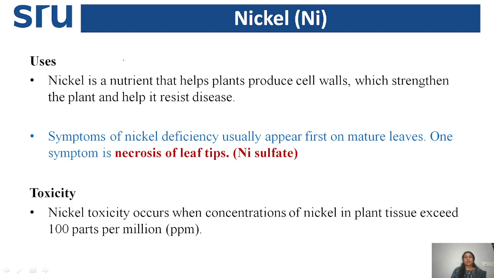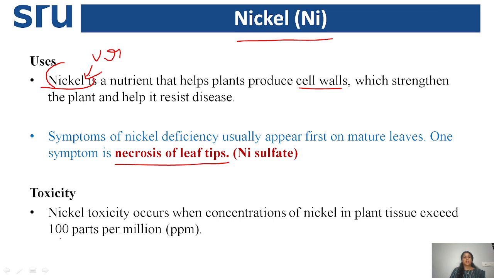So coming to the last micronutrient, nickel. Nickel is the nutrient that helps the plant to produce a strong cell wall. The major role of nickel is as a component of the enzyme urease. This urease enzyme is made up of nickel. The symptom of nickel deficiency is necrosis of the leaf tip.